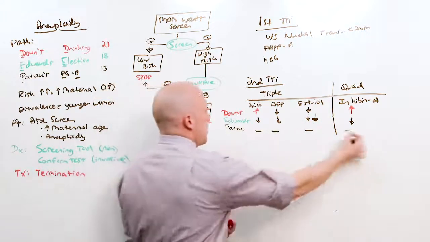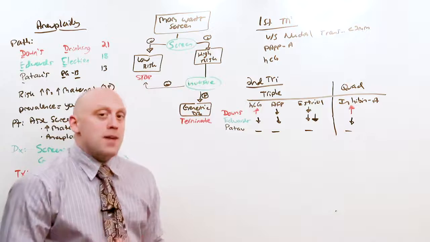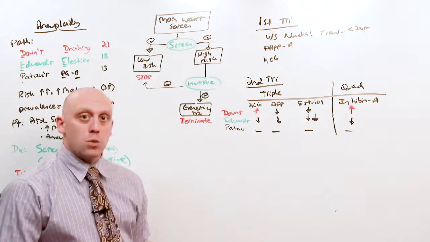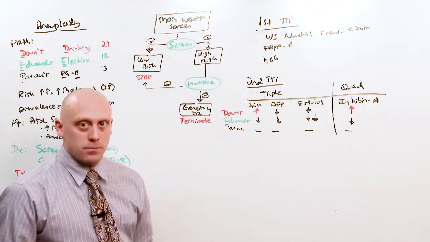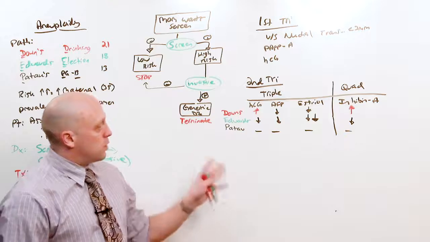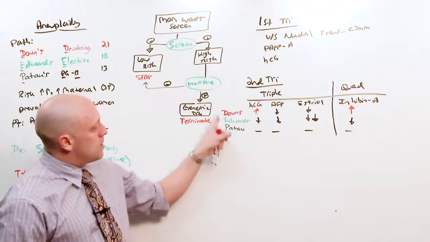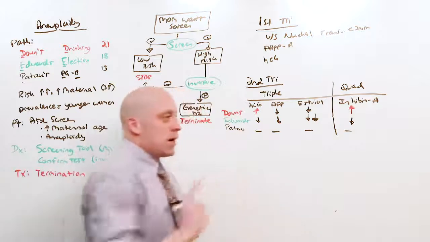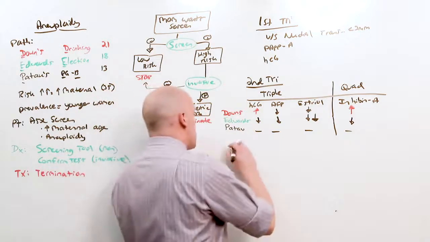Don't memorize Patau. You may be asked to regurgitate that information, but I don't think it's worth the squeeze, and if you miss 1 arrow, you miss the whole test. So it's not worth it to try to get a question by memorizing all the arrows. Instead, just know that Downs is up and go from there. But also the concept of combined versus sequential screening.